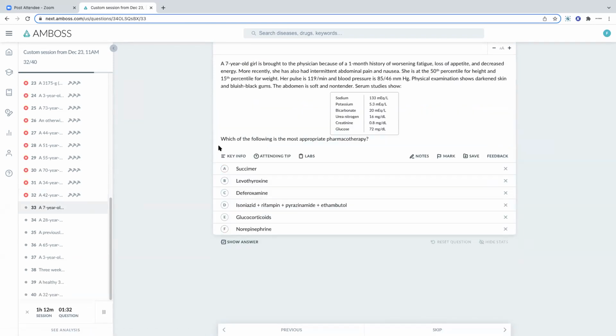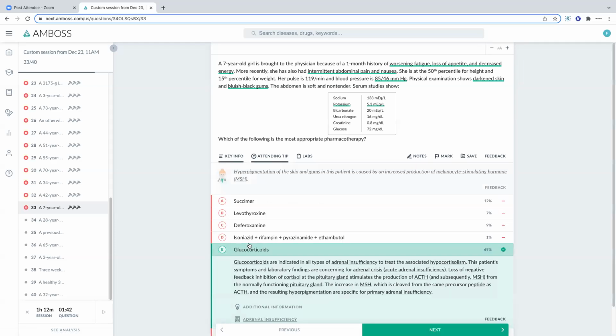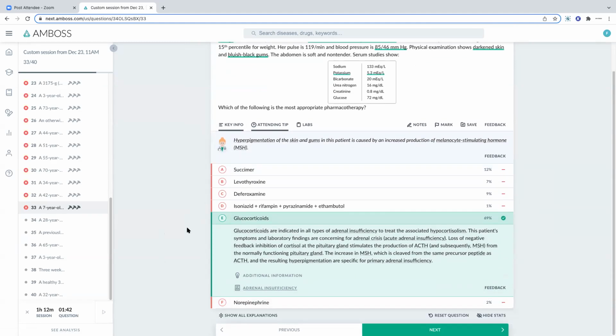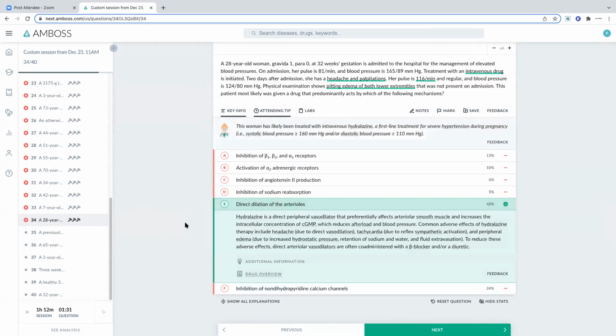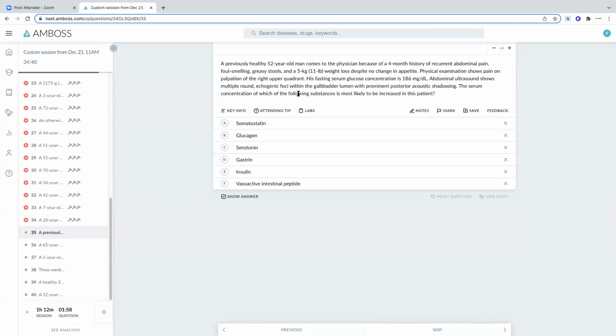Okay. Which of the following is the most appropriate pharmacotherapy? Which one did you guys choose? Fast answers, please. Which one did you choose? This is glucocorticoids, right? Because the patient has adrenal crisis. Are we clear? Addison's disease. Okay, which one did you guys choose over here? Very good. E. Okay, which one did you guys choose over here?